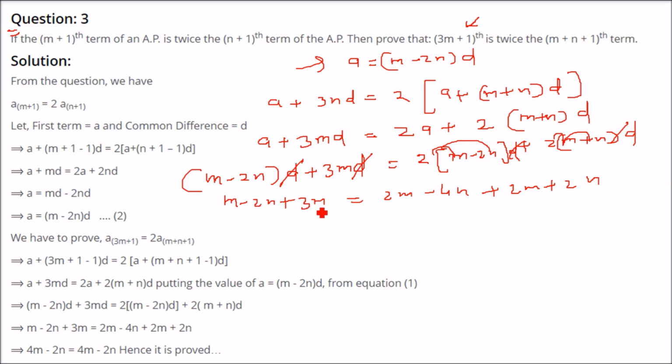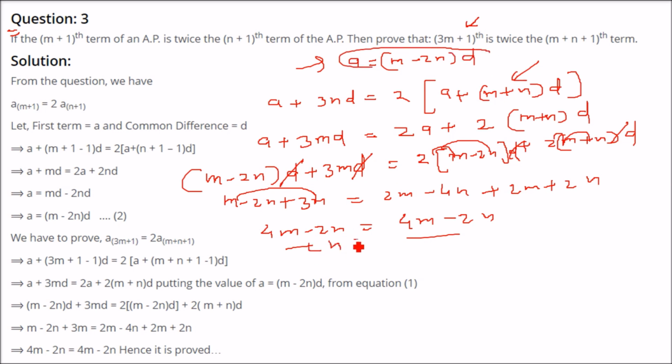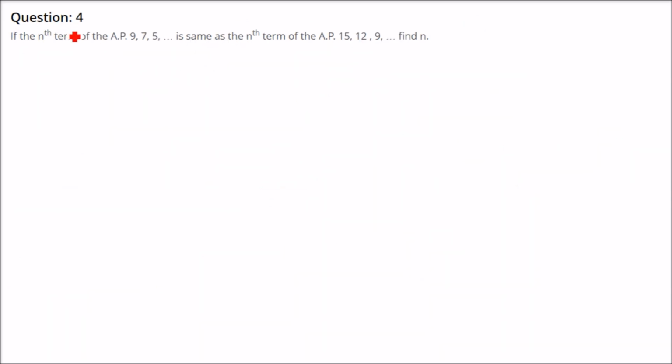So what do we get? This is 3M and M is 4M minus 2N, and what is this? This is 2M plus 2M is 4M, and this is 2N minus 4N, that is 2N. So this both came as equal. When we use this and applied the previous one, the left hand side and right hand side become equal. So that is how it is proved.